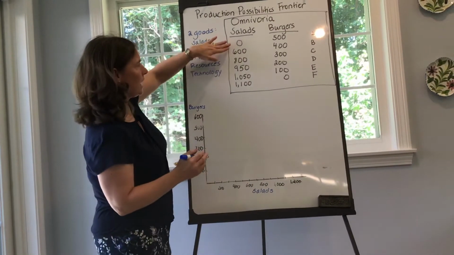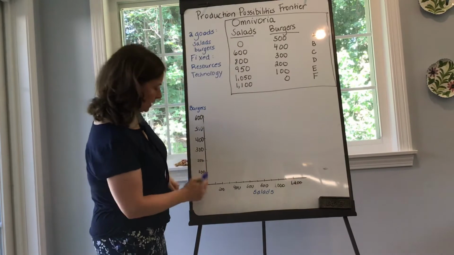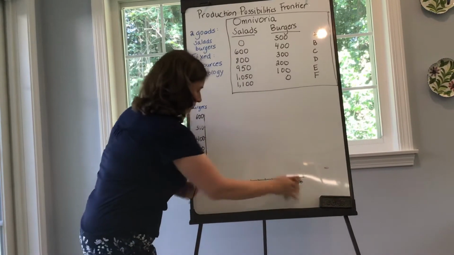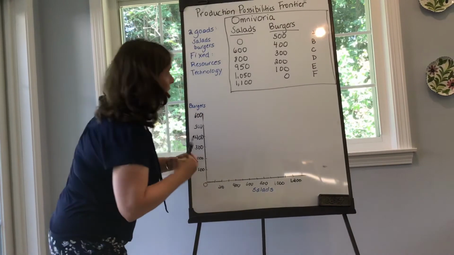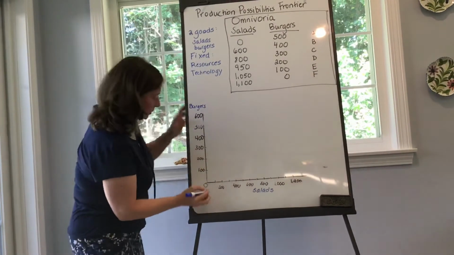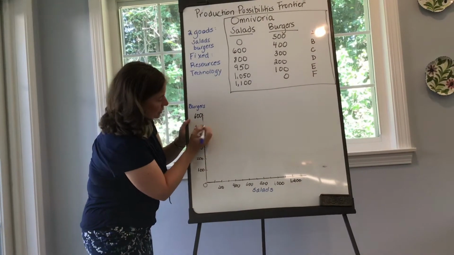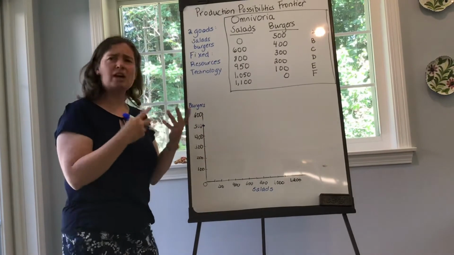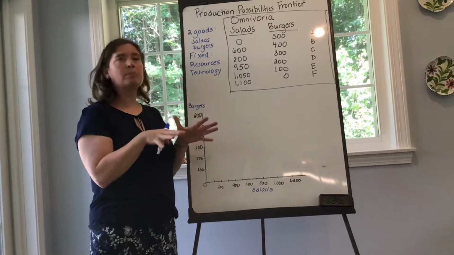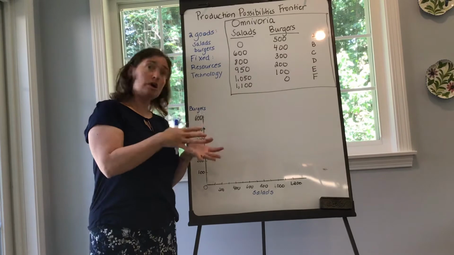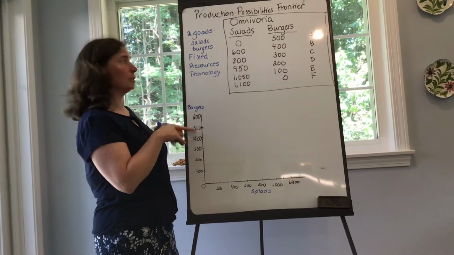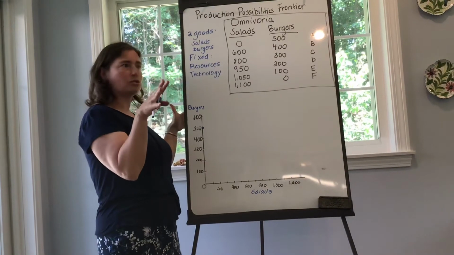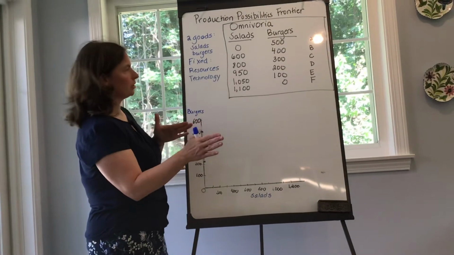So point A corresponds to 0 salads. That's down here. We'll label that as 0. And 500 burgers. This just means if Omnivoria chose to only make burgers, maybe it favors the carnivores this week, it can produce a maximum of 500 burgers if it devotes all its resources to producing burgers.